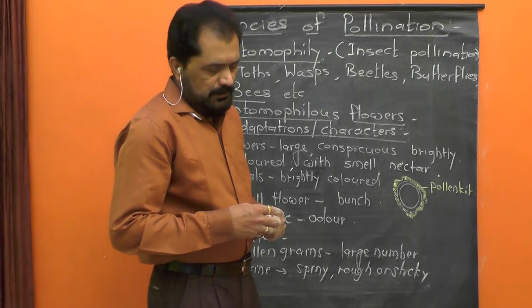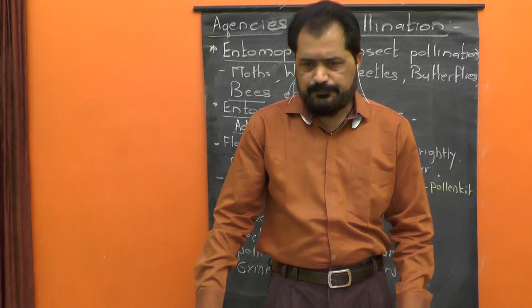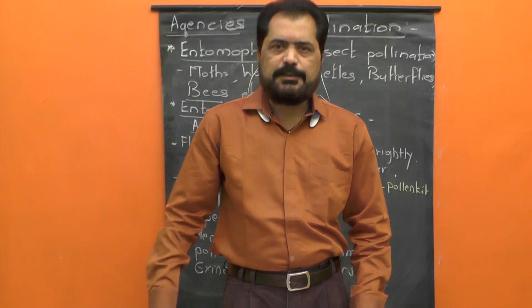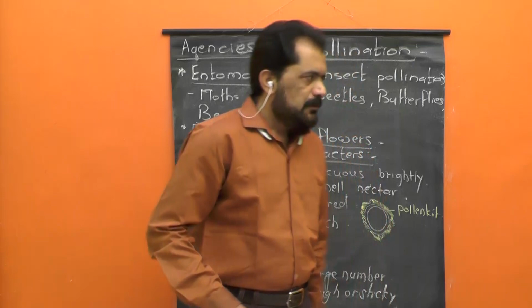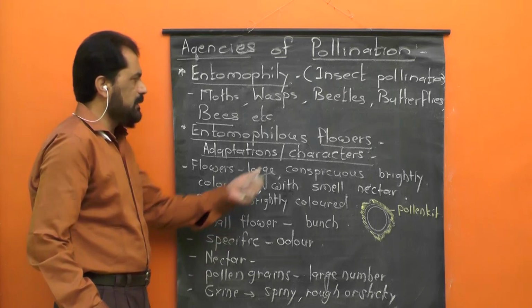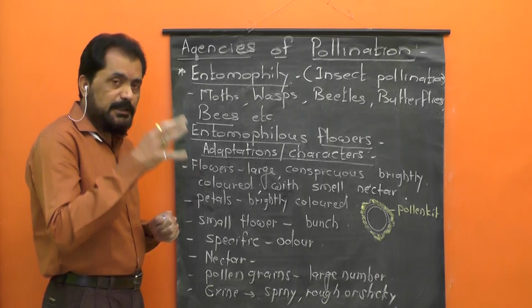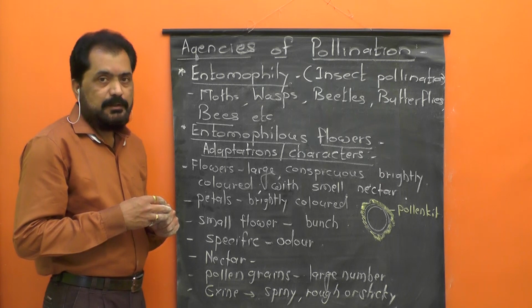Also, one more point here I want to add, that the stigma of flowers is quite sticky, it is large, so that the pollen grains can easily stick to the stigma of that flower. In addition to all these characters shown by the entomophilous flower to achieve cross-pollination, in some entomophilous flowers, an additional mechanism is seen.